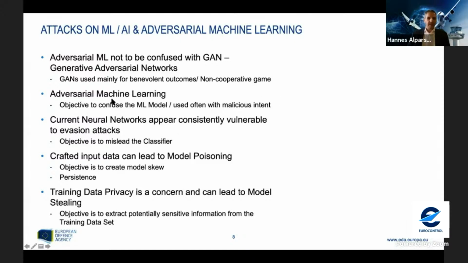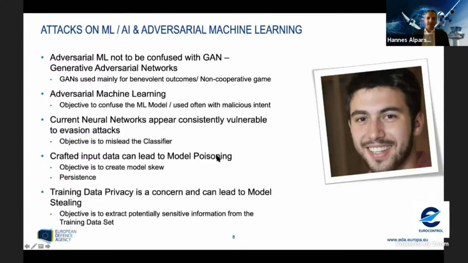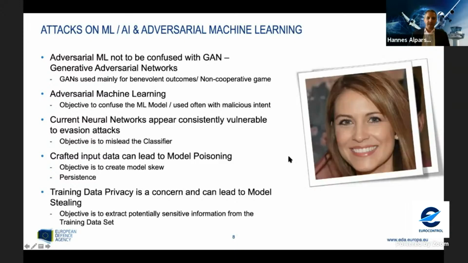In contrast, adversarial machine learning has the objective to confuse the machine learning model, and is very often used with malicious intent. There are a few examples of the uses of a GAN. For example, these people that are appearing now on the screen do not exist in real life. They are synthetically created. There is a website called thispersondoesnotexist.com, where with each refresh you see a new face.